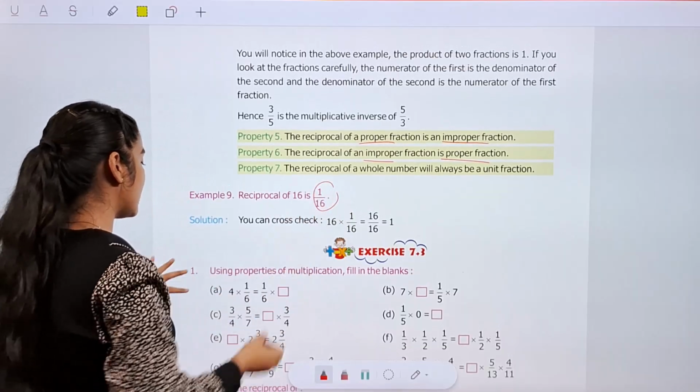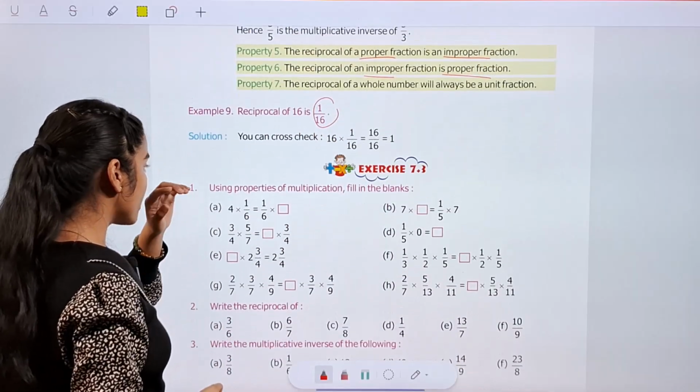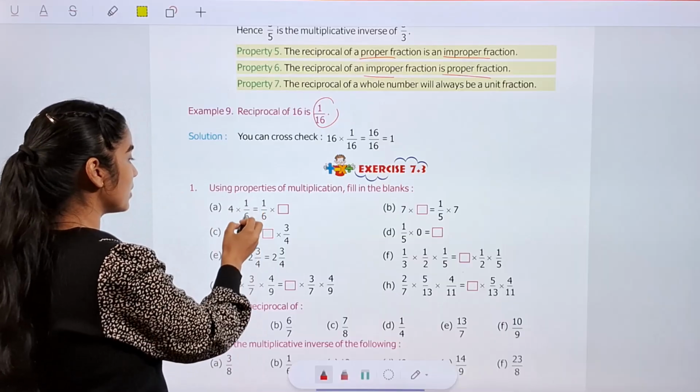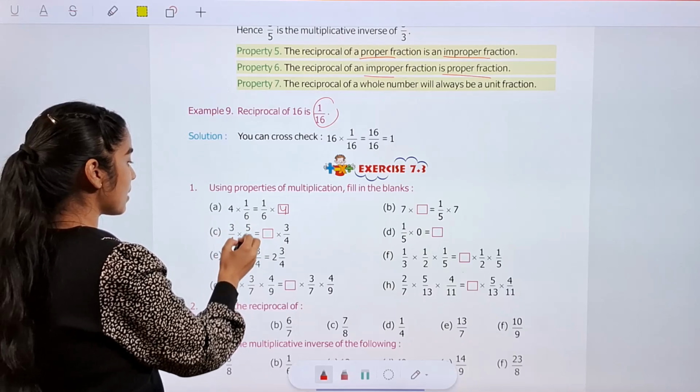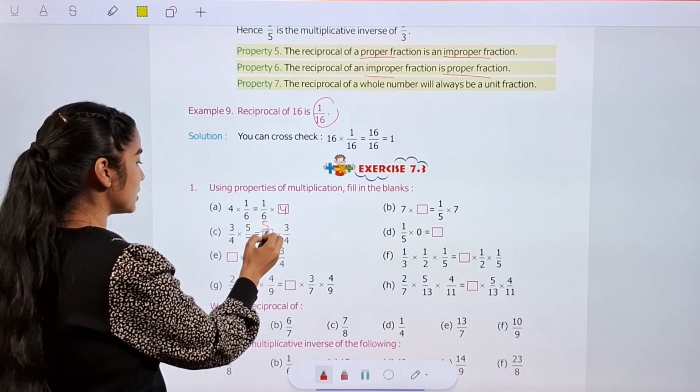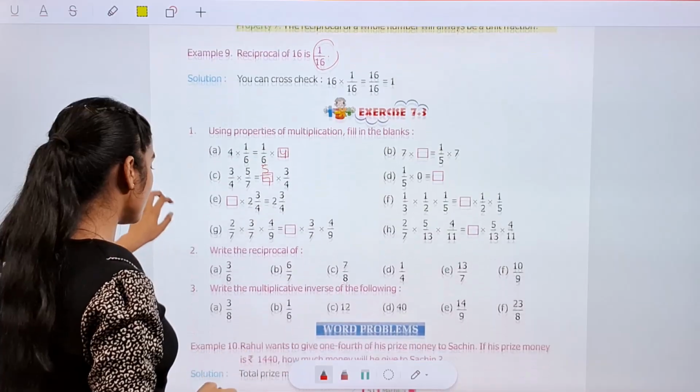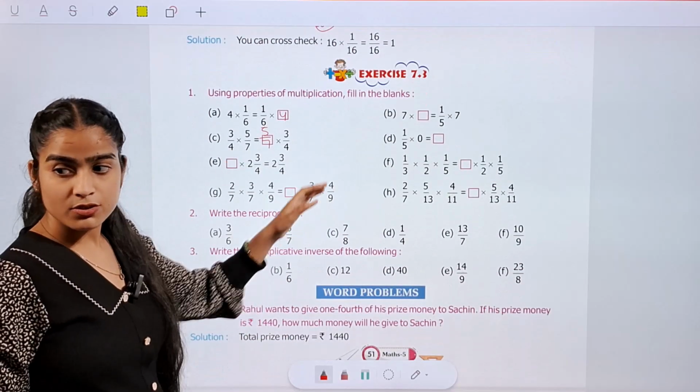You already know that. So using property of multiplication, filling the blanks, 4 multiplied by 1 by 6 means 1 by 6 multiplied by 4. 3 by 4 multiplied by 5 by 7 means 5 by 7 multiplied by 3 by 4. Okay. So similarly, you have to solve the rest of the questions.